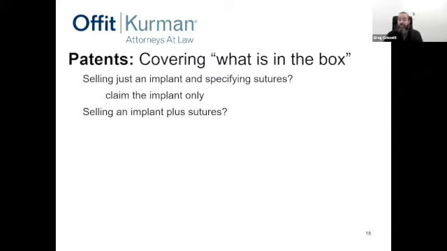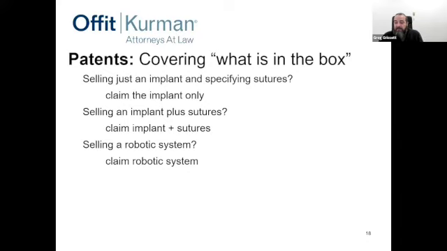What about implant plus sutures? You're bringing these into your distribution center, putting them in the box with your implant and shipping all that and invoicing all that and receiving revenue for all that. Then claiming your implant plus the sutures is a way to protect your revenue model in a meaningful way. Claim implant and sutures. What about a robotic system? Well, you want to cover the robotic system and certainly aspects of it.